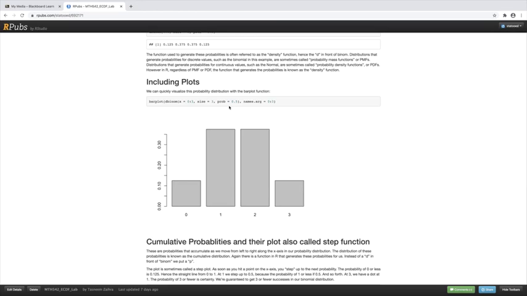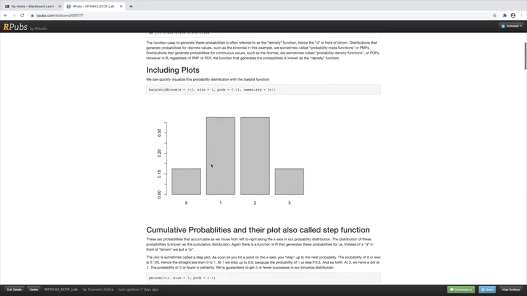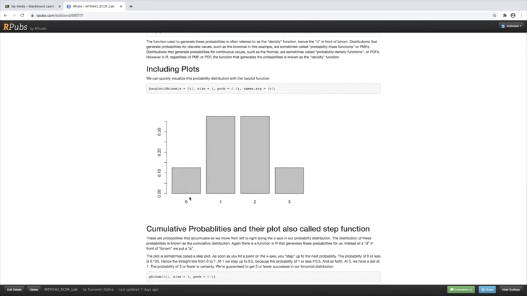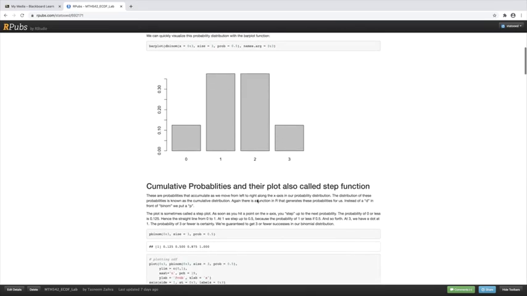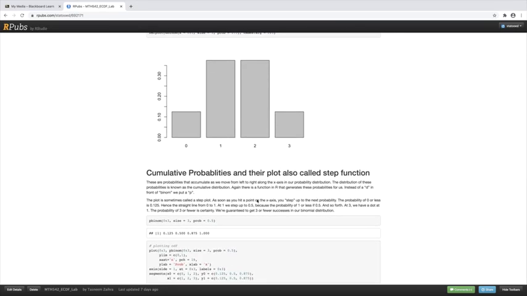If you want to quickly visualize the probability distribution with a bar plot for the above experiment, that's how it's going to look. So the probability of 0, 1, 2 or 3 heads. That's the probability. Now you can accumulate these probabilities, and their plots are called step functions. These probabilities accumulate as we move from left to right along the x-axis. The distribution of these probabilities is known as cumulative distribution.